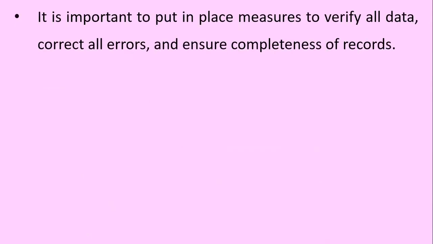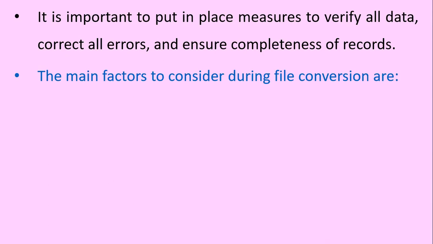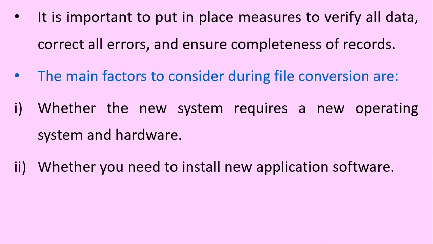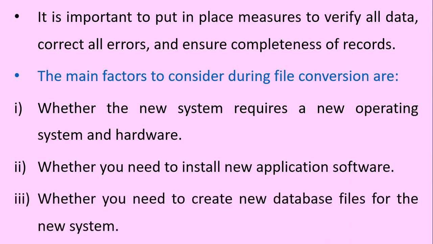It is important to put in place measures to verify all the data, correct all errors, and ensure completeness of records. The main factors to consider during file conversion include, number 1, whether the new system requires a new operating system and hardware. Number 2 is whether you need to install new application software. Number 3 is whether you need to create new database files for the new system.